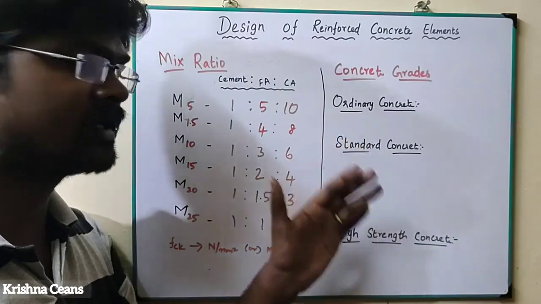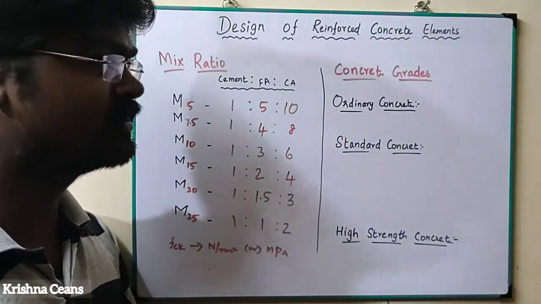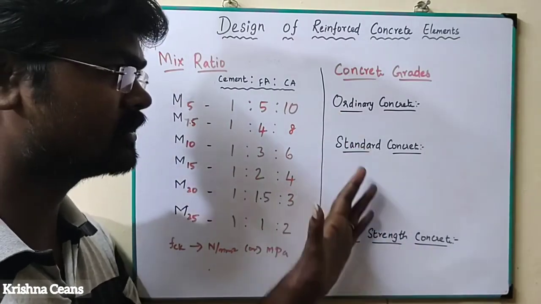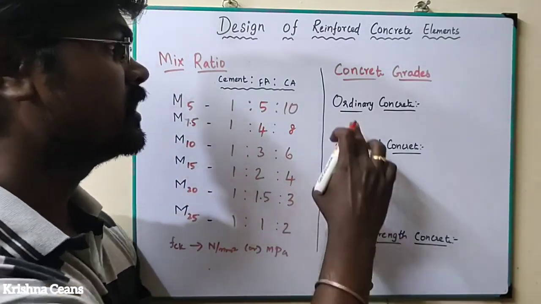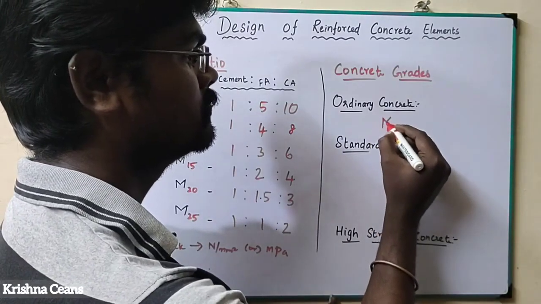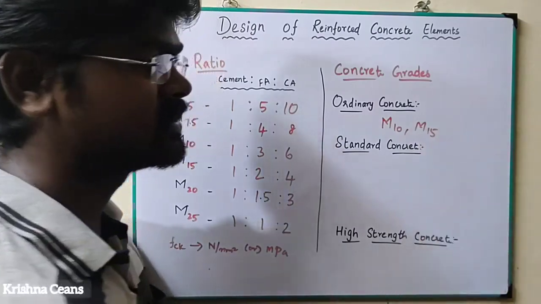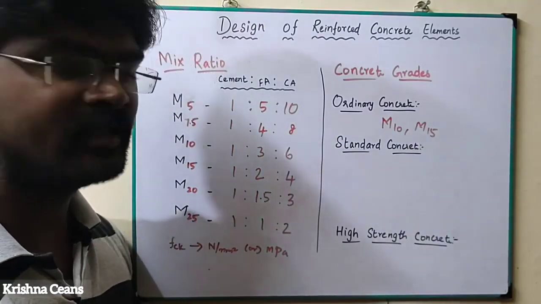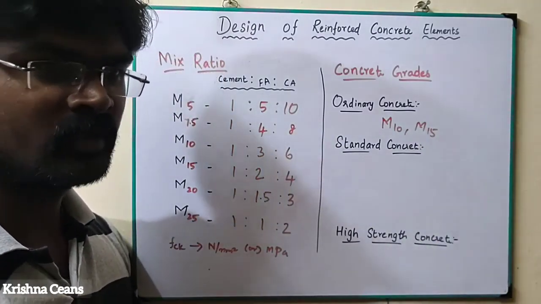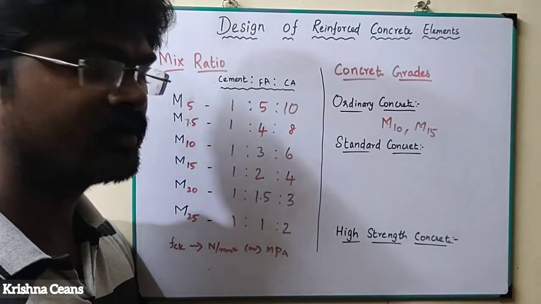So why we are segregated depends upon the value or strength basis. We are categorized into these three. Ordinary concrete we will mention as M10 and M15. We consider these as ordinary concrete. We can use it for simple work. For that we will go for ordinary concrete.